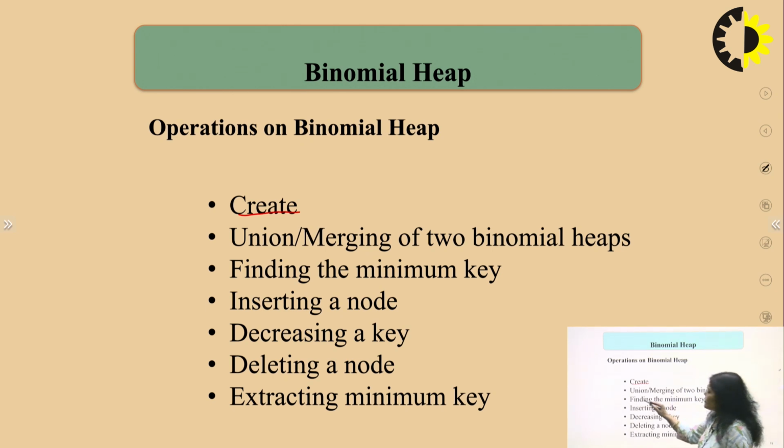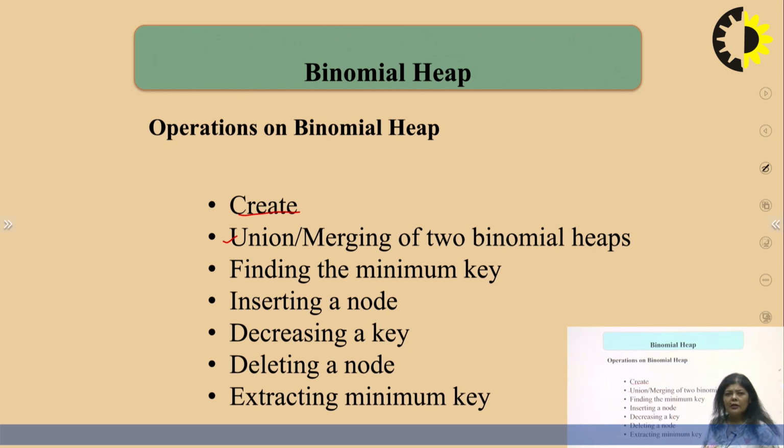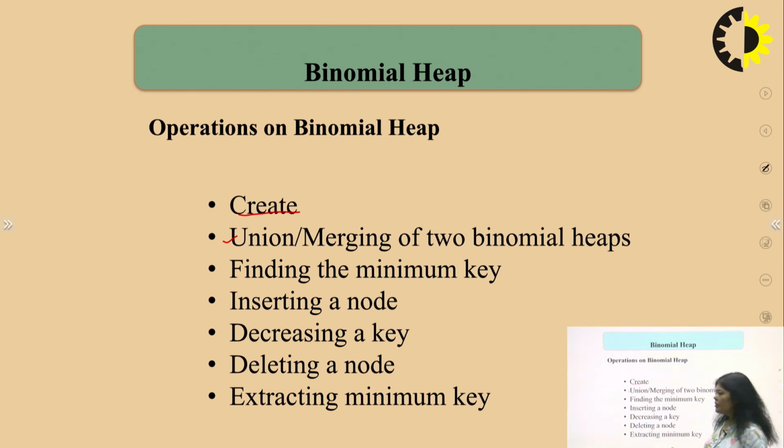Now, the next important operation is the union or merging of two binomial heaps. For example, if we already have two binomial heaps, we need to merge them, or find the union of these two. How we are going to do that, we will see in a moment. The other operation is finding the minimum key in the heap, which we will discuss later on. For example, inserting a new node into the binomial heap: how does this operation need to be performed? Next could be decreasing a key.